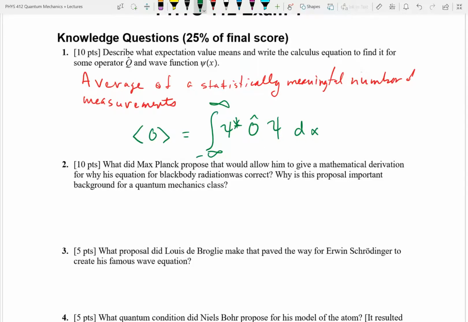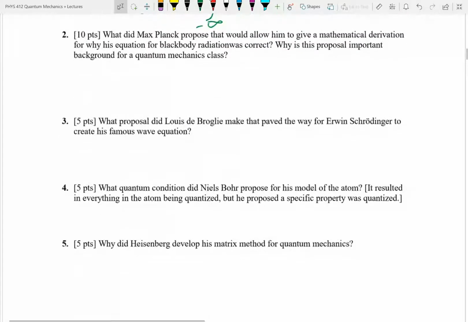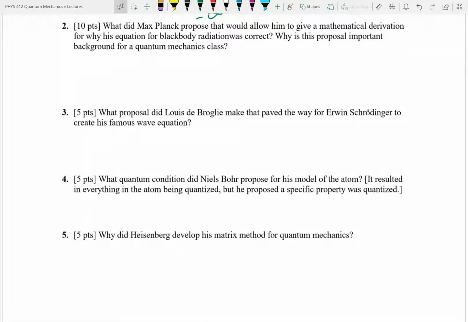Good enough? Next question. What did Planck propose that would allow him to give a mathematical derivation? This is beginning the whole first quantum idea. What did he propose to allow him to give a mathematical derivation for black body radiation?